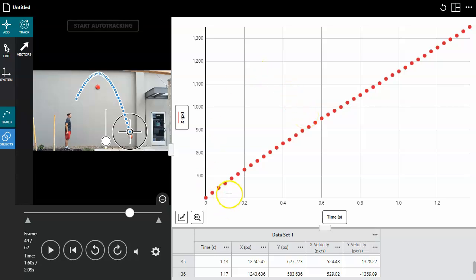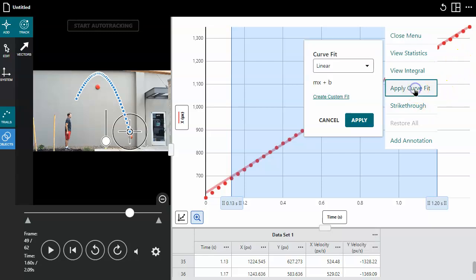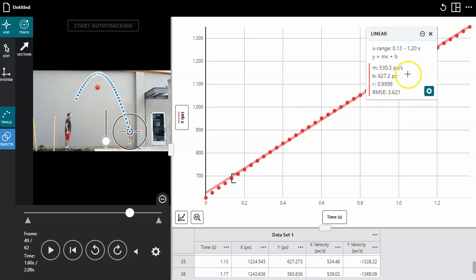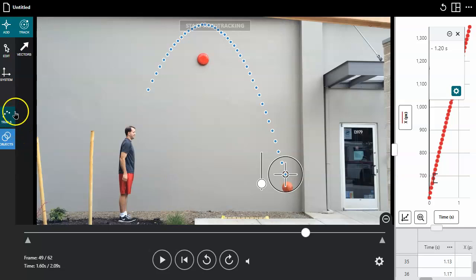And to find what that exact velocity is, I can highlight this. I'm going to click apply curve fit, and it's going to give me the slope. I'm going to click apply, and right now it's saying 530 pixels per second. So that's not very useful. What I need to do next is tell the computer what the scaling in this video is.